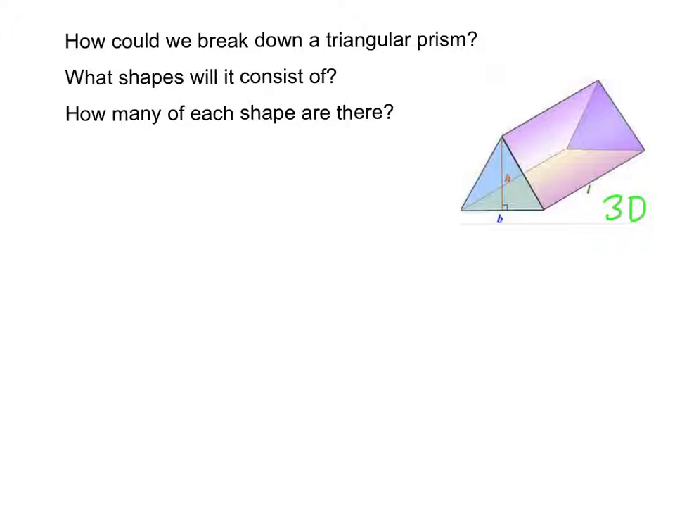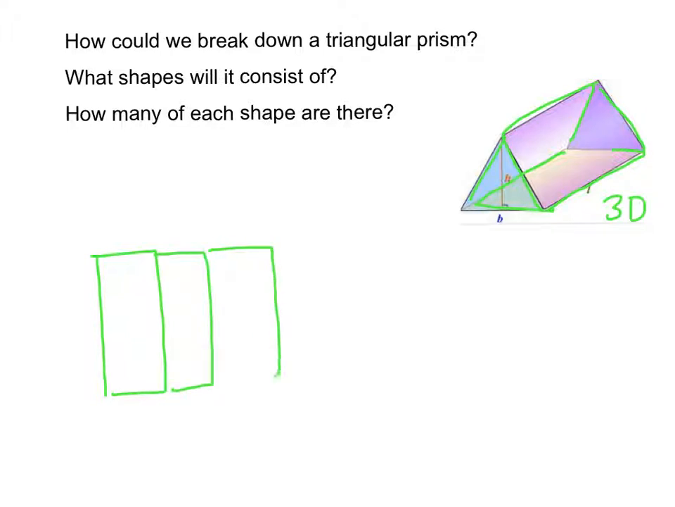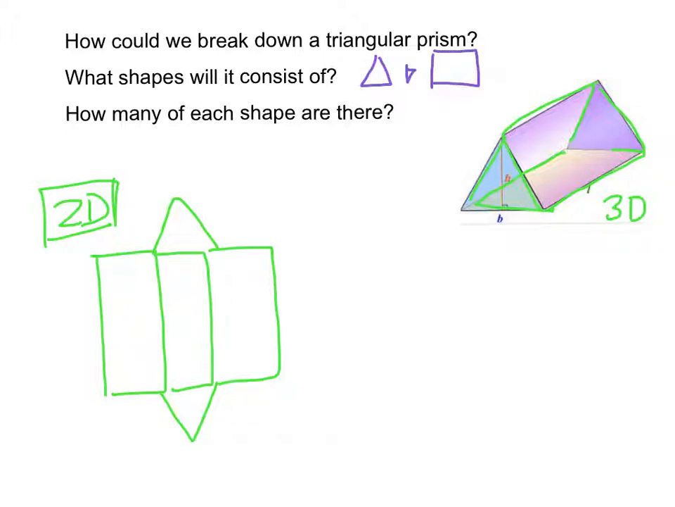Well, I know these sides are all rectangles, and there's 3 of them, because it's triangular. So I'm going to have 3 rectangles, and I have my 2 triangles that go on the ends. So I took it from 3D to 2D. And now we can easily see the triangles or the shapes that it consists of. We have triangles and rectangles. And how many of each shape? We have 3 rectangles and 2 triangles.